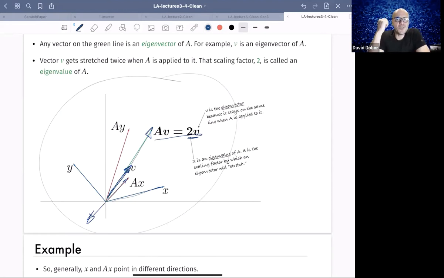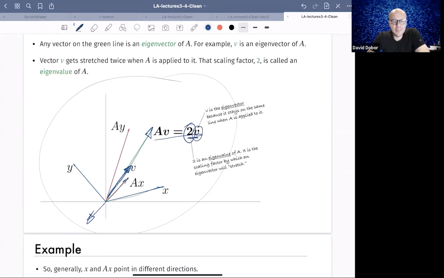If you can find those kinds of special vectors that are kind of A's own vectors, they're called eigenvectors, that don't change direction when A is applied to them. Those special vectors are called eigenvectors of A. And the stretch factor, the amount by which you get to stretch the vector that stays on its own line, is called an eigenvalue. That 2, for example, is an eigenvalue for the eigenvector V.